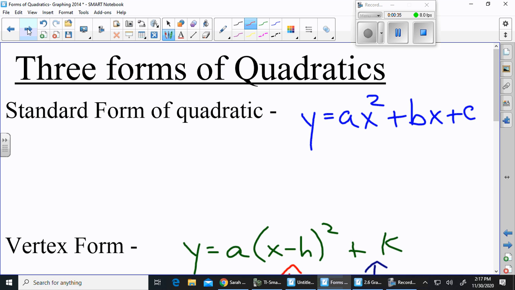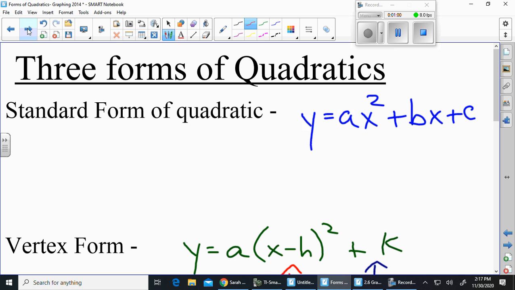Three forms. Standard form, I talked about yesterday. Ax squared plus bx plus c. We found the vertex doing the opposite of b over 2a. We plugged that in. We plotted it. We drew our axis of symmetry. We found 2 points. We reflected.